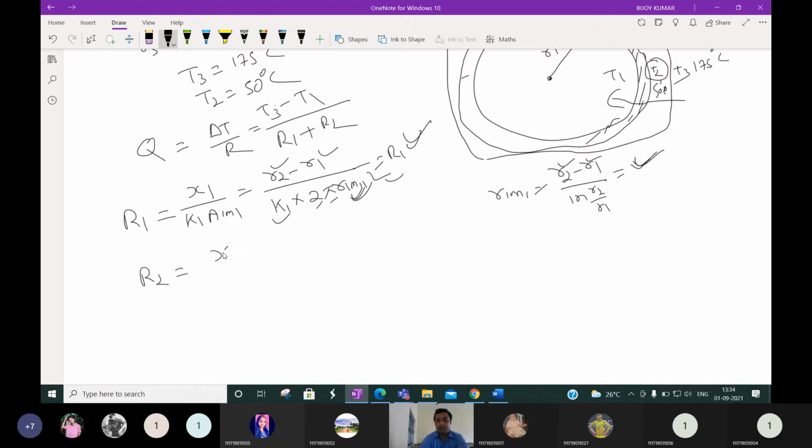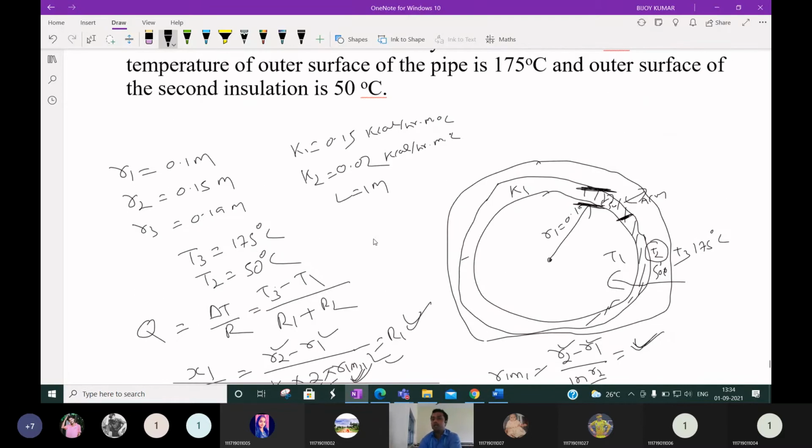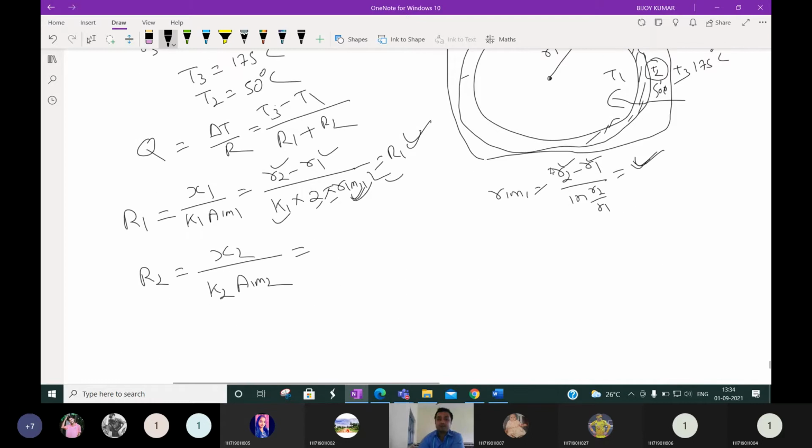Similarly, the resistance of wall 2, R2, will be X2 by K2 into ALM2. X2 is the thickness of the second wall. This is R1, this is R2, this is R3. So the thickness of the second wall is this one, which will be R3 minus R2. So it will be R3 minus R2 by K2, which is given, into 2 pi RLM2 into L. R3 is given, R2 is given, K2 is given, 2 pi given, L is given.